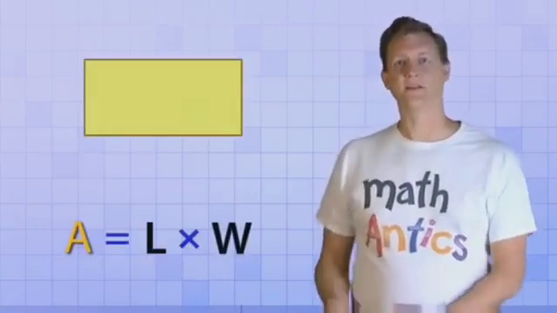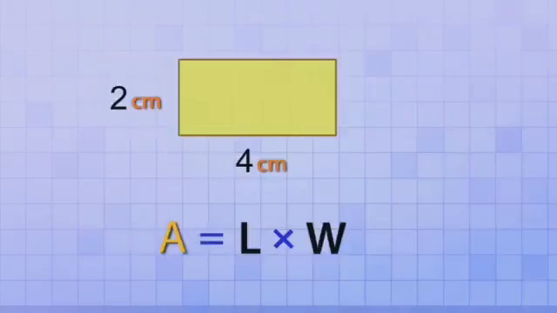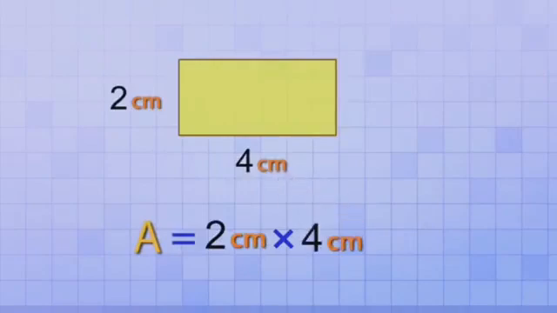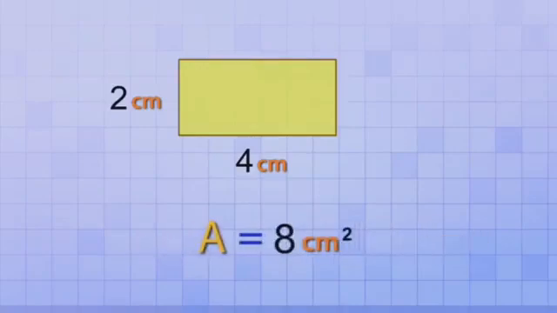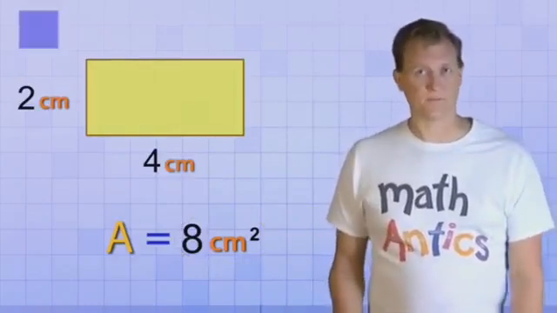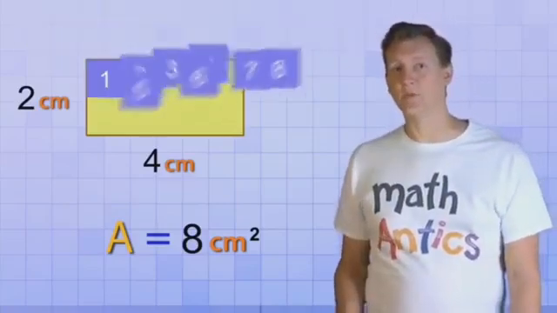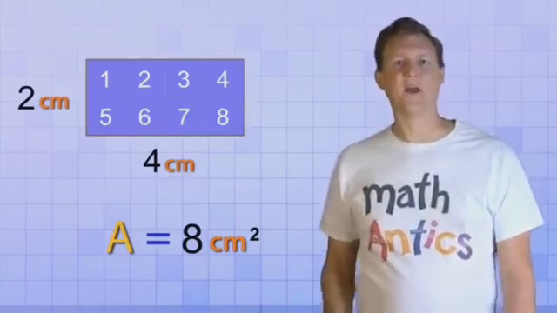Here's a rectangle that's 4 centimeters wide and 2 centimeters long or tall. First, we plug the length and width into our formula, 2 centimeters and 4 centimeters. Then we just multiply. 2 times 4 equals 8, and centimeter times centimeter is centimeter squared. So according to our formula, the area of this rectangle is 8 centimeters squared. And we can see that's correct if we bring back our original square centimeter. If we make copies of it, you can see that exactly 8 of those square centimeters would be the same area as this rectangle.